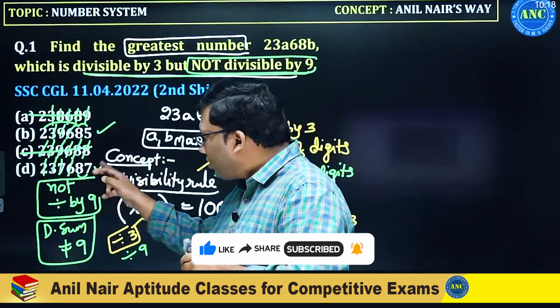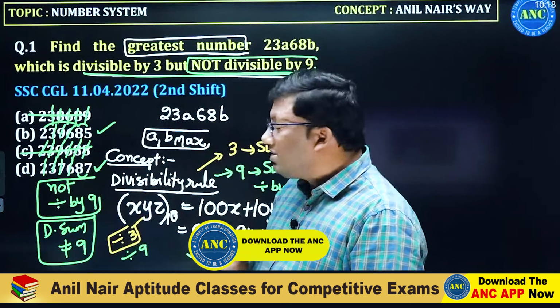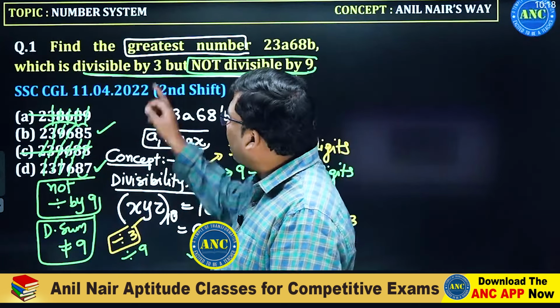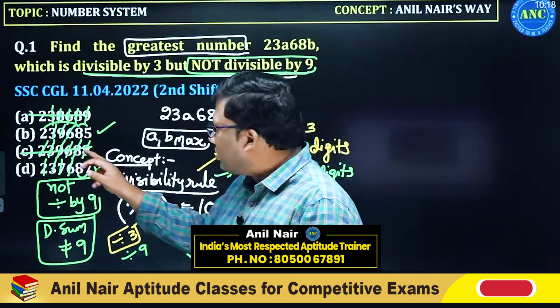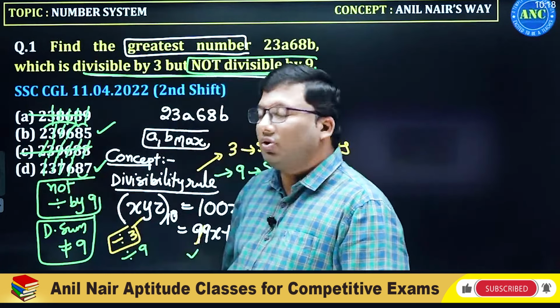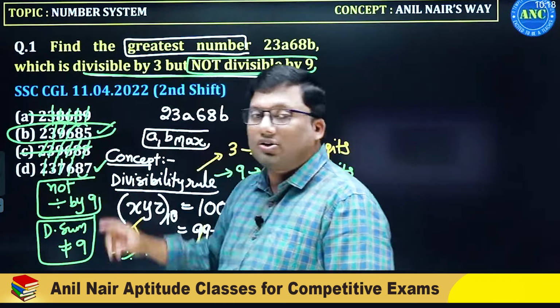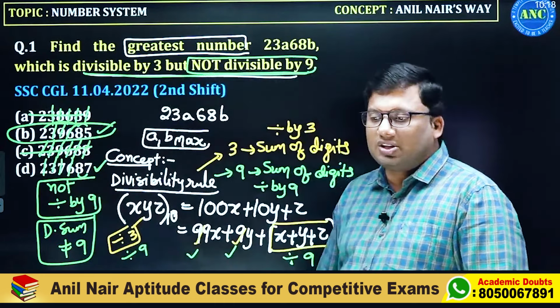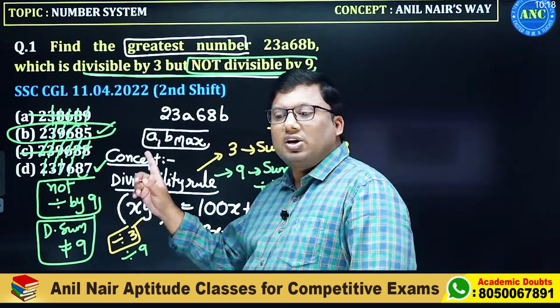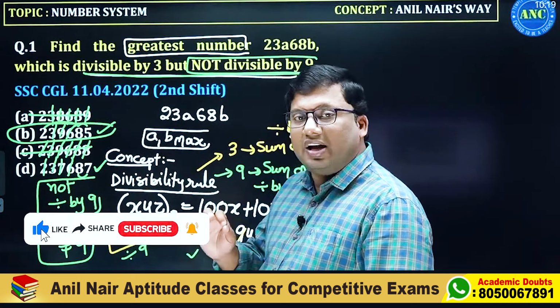Option D is also divisible by 3. But the question is, find the greatest number. It is 2,39,000 and 2,37,000. Out of these, the greatest is 2,39,685. I hope the idea is clear.